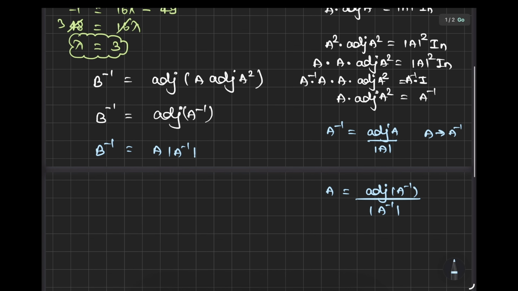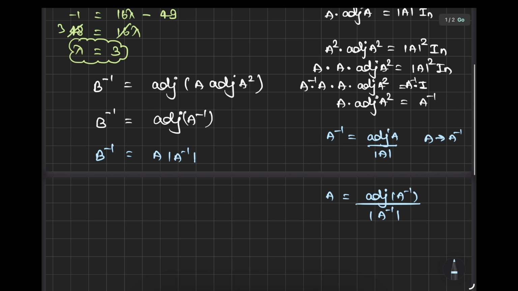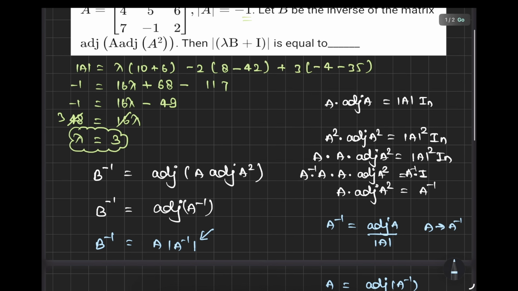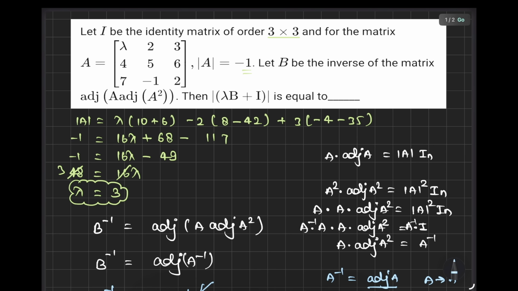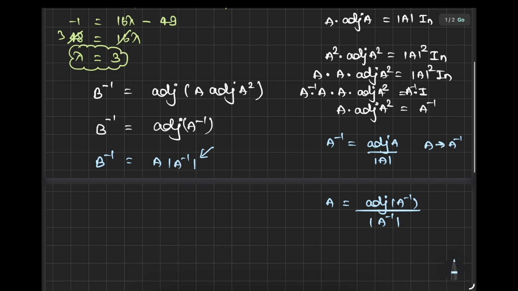Now try to understand this part: what is the determinant of A? Determinant of A was minus 1. So determinant of A inverse will become what? 1 by minus 1. So it will become minus of A. Correct?